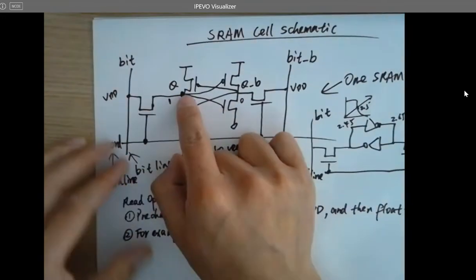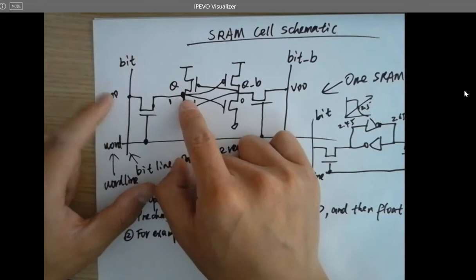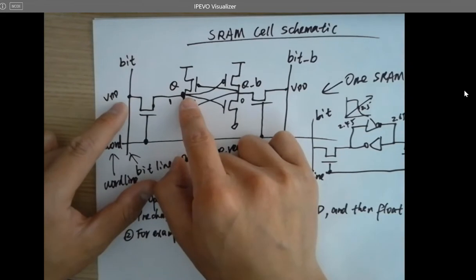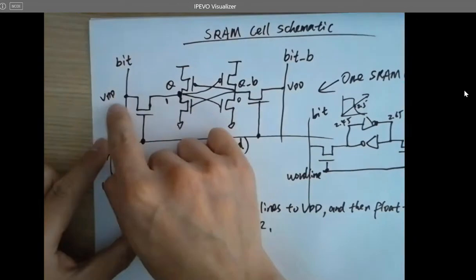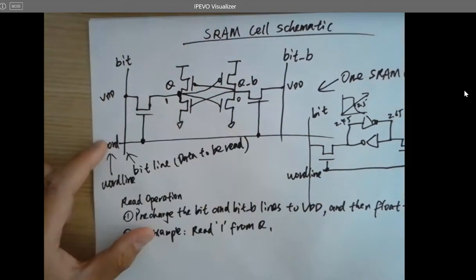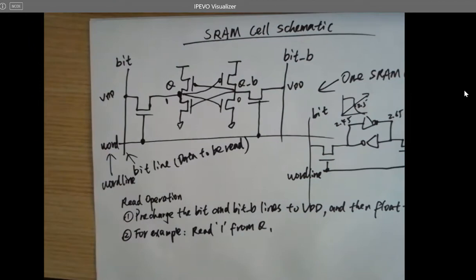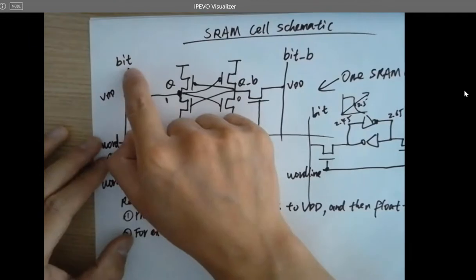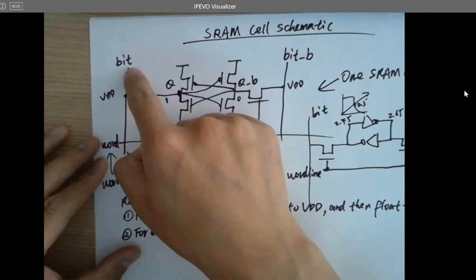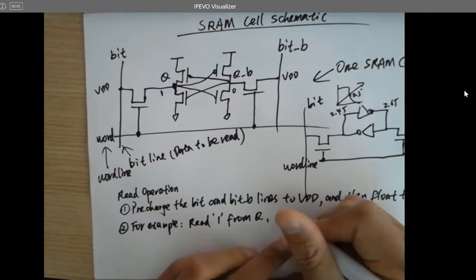So what about this one? VDD, VDD. Nothing. So I'm still reading VDD. So this floating VDD is still VDD. It's not being affected. So what you are reading here? Reading a 1 here.